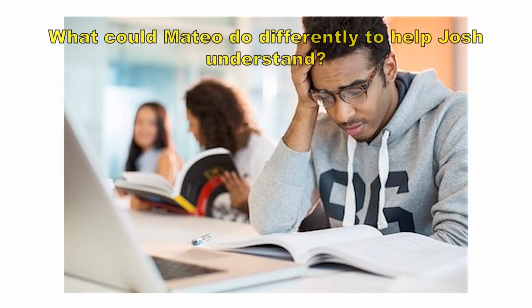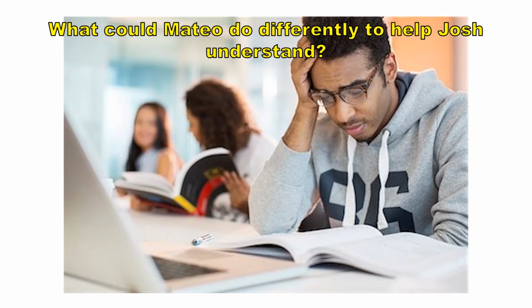When Josh presents an equation he is struggling to solve, Mateo will walk Josh through the steps by solving the equation himself. This method doesn't seem to be working for Josh. He is continuing to struggle and is becoming frustrated. What could Mateo do differently to help Josh understand?